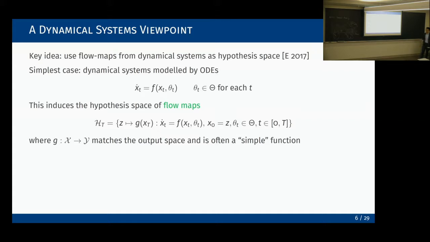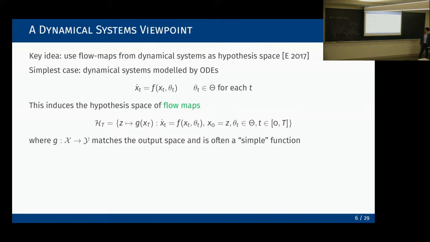Okay? But what we want to do here is to pick the simplest possible such dynamical system where we know a lot about, from the mathematical point of view. And that is dynamical systems modeled by ordinary differential equations. Okay, so we know a lot about ordinary differential equations. So this is what we're going to consider in this talk. So we have a dynamical system modeled by ODE, where the forcing function depends on some parameter every time that you can pick. So you can think of this as a caricature of neural networks, deep neural nets, where each theta t is the weights at the tth layer.